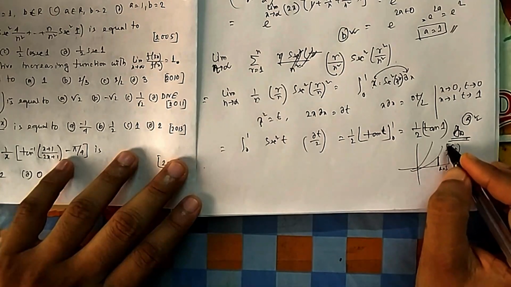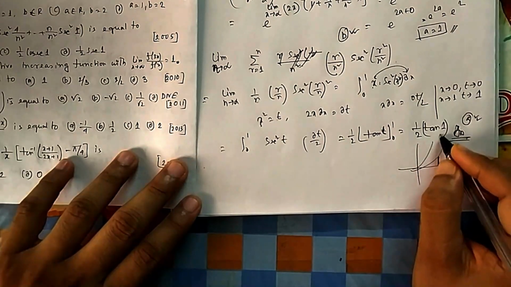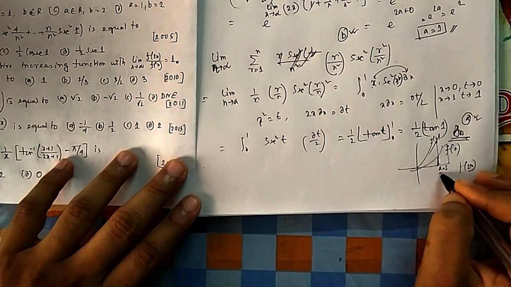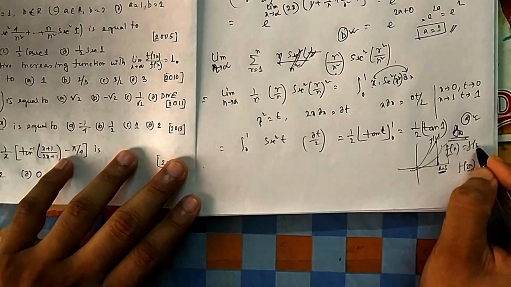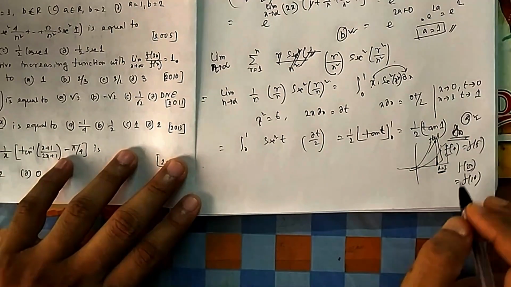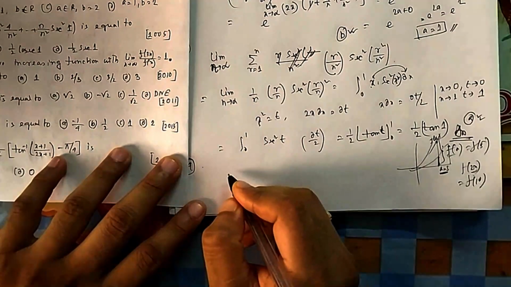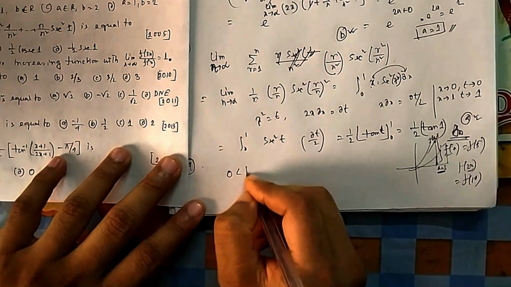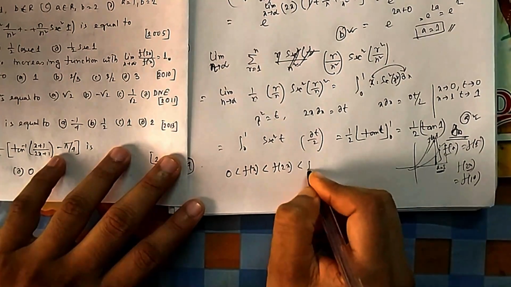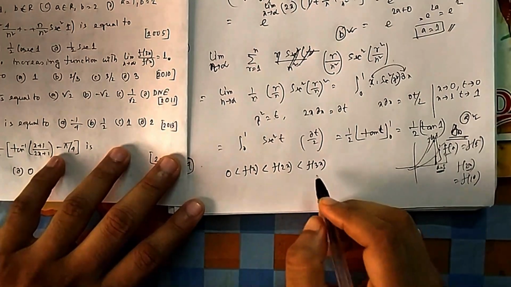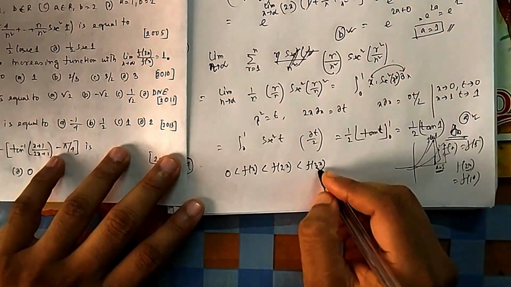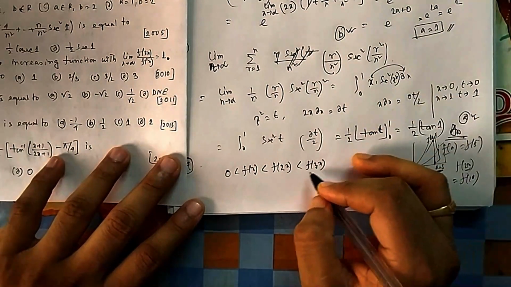f(x) at x equal to 5 gives the value of f(5), but f(2x) at x equal to 5 gives the value of f(10). So f(10) will obviously be more, because it is increasing, you can see. So f(x) is obviously greater than 0, and f(3x) will be more than f(2x), and f(2x) will be more than f(x), because it is increasing. If you increase the value of x, then obviously it will be more than the earlier values.